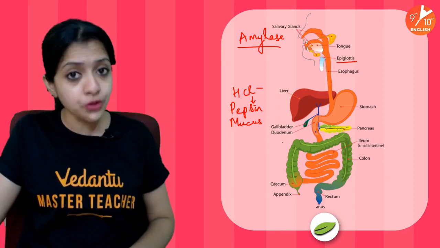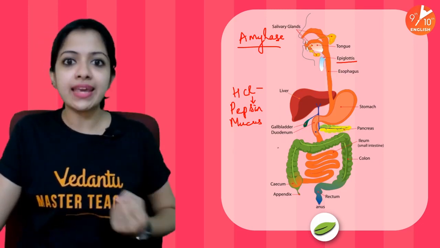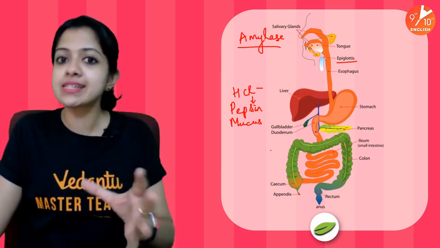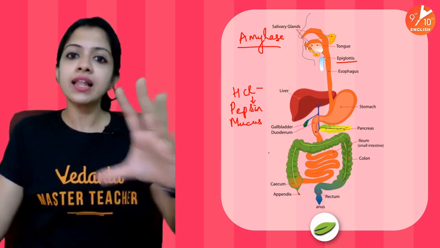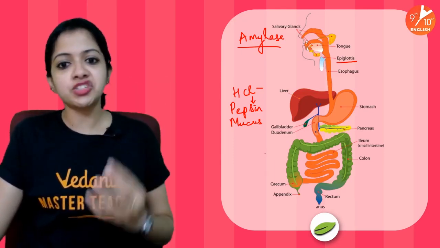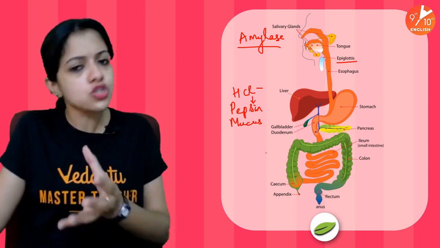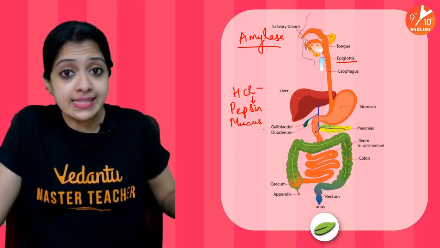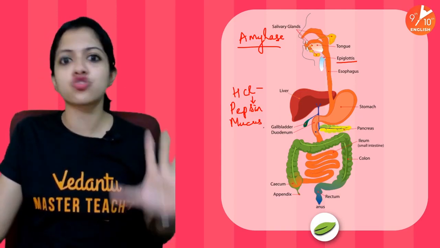What does pepsin do? It digests proteins, not complete digestion, but it has the ability to break down proteins up to a certain extent. The dal which is in your food gets digested, but gets broken down to a certain extent by pepsin. Now what about mucus? Well, remember, HCl is a very, very strong acid.